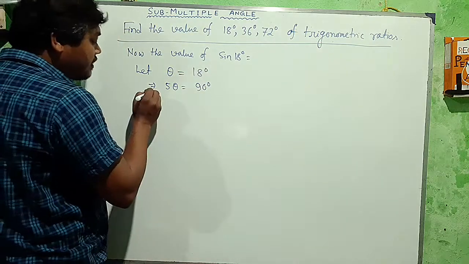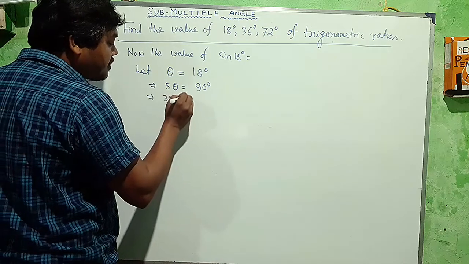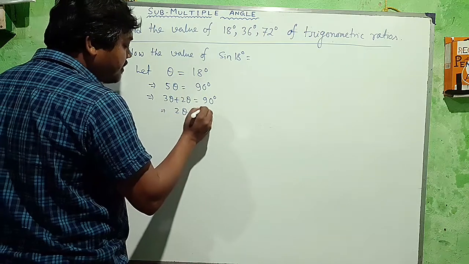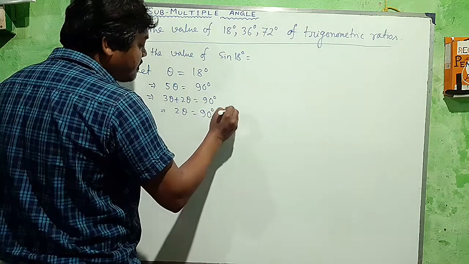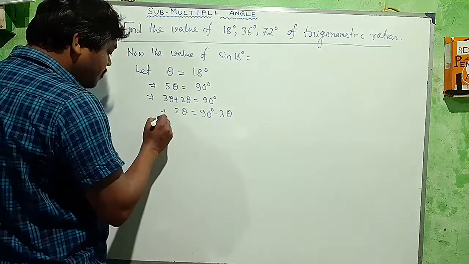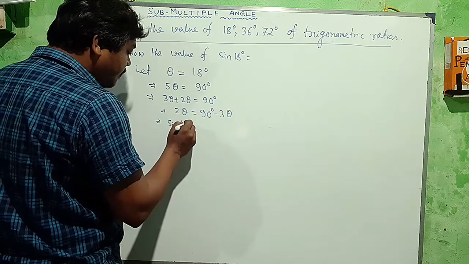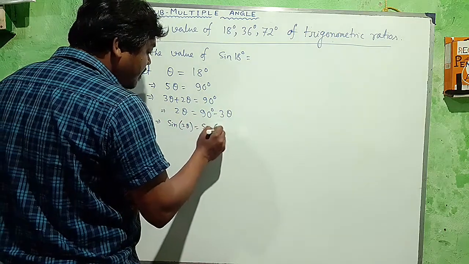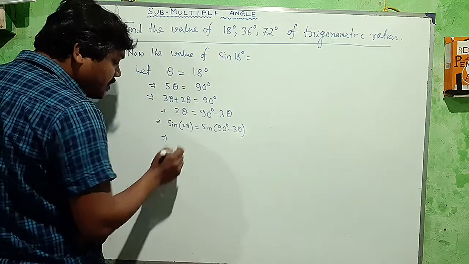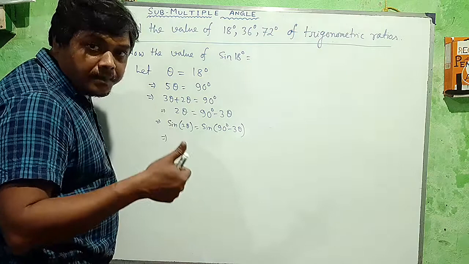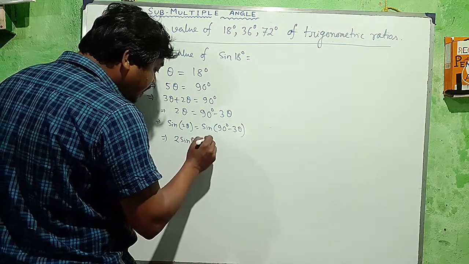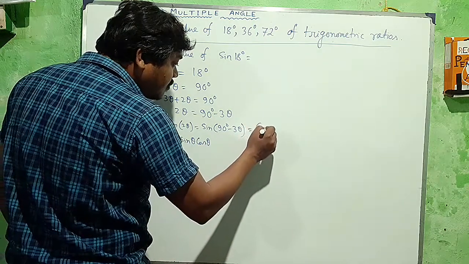5 into 18 gives 3 theta plus 2 theta equals 90 degrees. Alright? So 2 theta equals 90 degrees minus 3 theta. Now, if I take the sine function of both sides, we get sine 2 theta equals sine of (90 degrees minus 3 theta). That gives sine 2 theta, by using the multiple angle formula, 2 sine theta cos theta, and that equals cosine 3 theta.